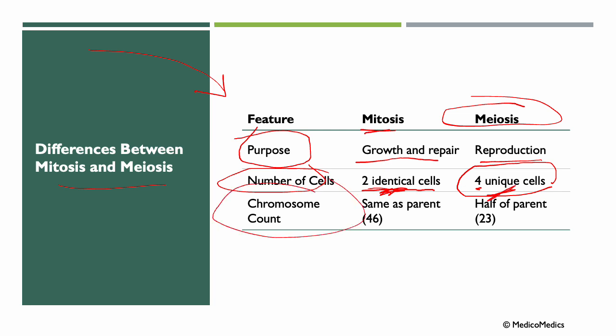The chromosome count in mitosis is the same as the parent, 46. And in meiosis it is half of the parent, so 23. So mitosis is essentially for making more of the same cell, while meiosis is for making cells with half the DNA for reproduction. And that's the key difference between mitosis and meiosis. Hope that's clear.